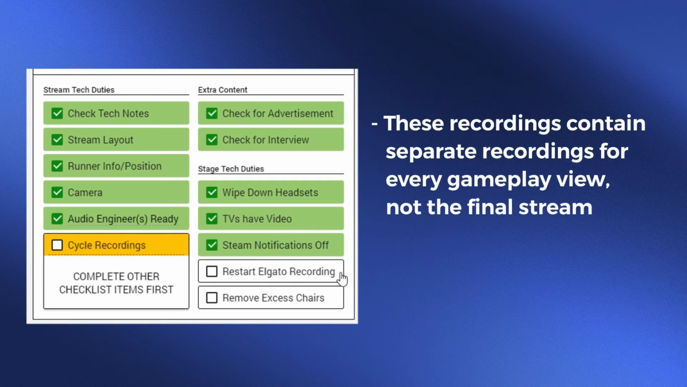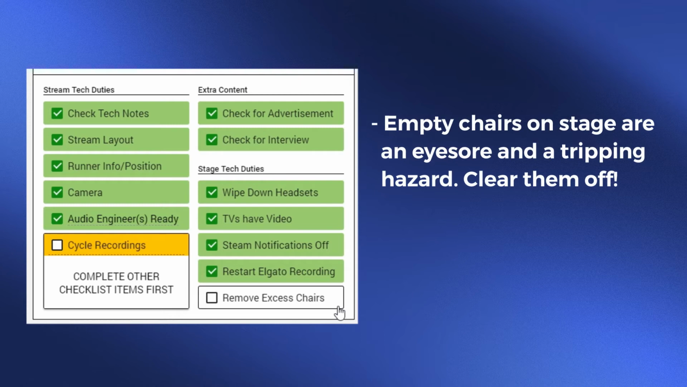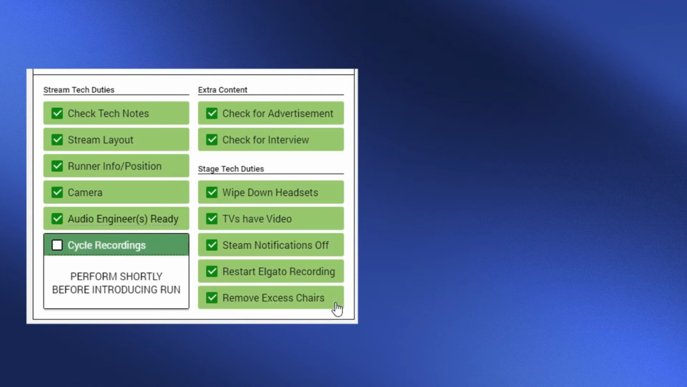Restart Elgato recording. Before the run begins, the direct recording of the game feeds is set up for uploading after the event. Remove excess chairs. Any seats from a previous run that are no longer needed should be cleared off stage.